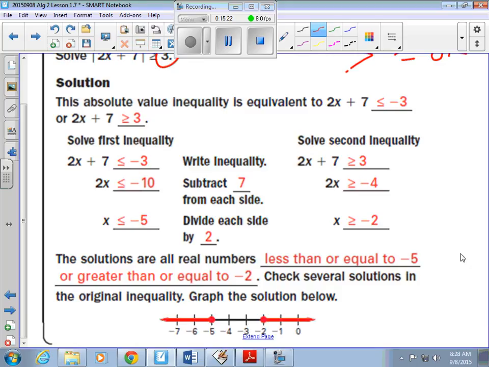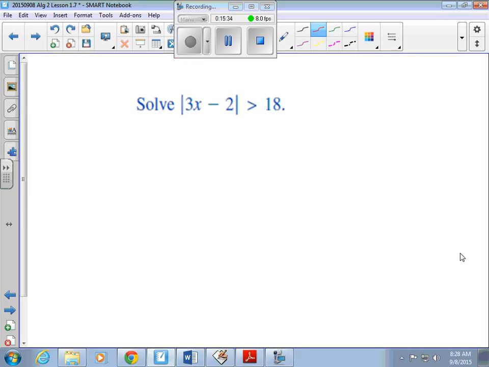Less than or equal to negative 5, so it's saying negative 5 and everything to the left, or greater than or equal to negative 2. Negative 2, everything to the right. And let's take a look at one more example. This one on the back. Solve. The absolute value of 3x minus 2 is greater than 18. Take about 45 seconds on that one.